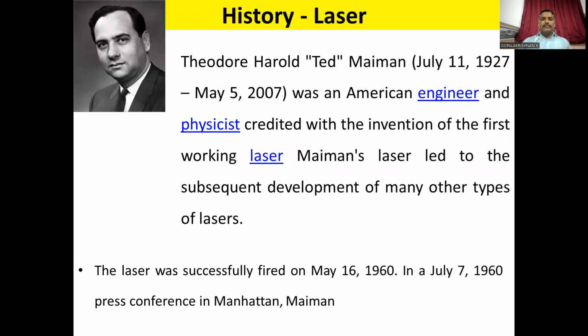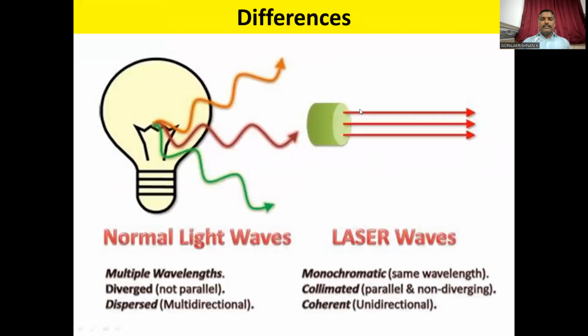These are some history about the lasers. Now the difference between normal light waves and laser waves. Normal light waves have multiple wavelengths, are diverged, that is not parallel, dispersed, multi-directional. In laser waves, they are monochromatic, that is the wavelength is equal and the same, collimated, that is parallel and not diverging, and coherent, that is unidirectional. This is the difference between normal light waves and laser waves.